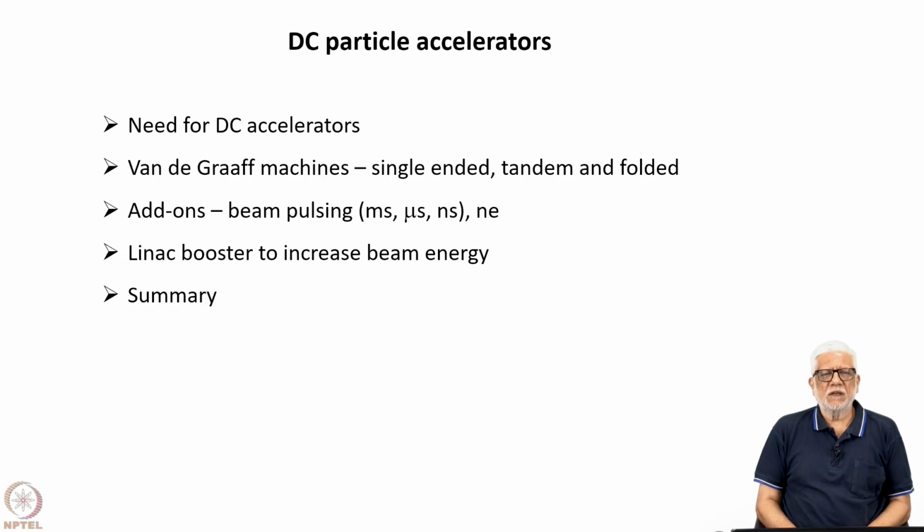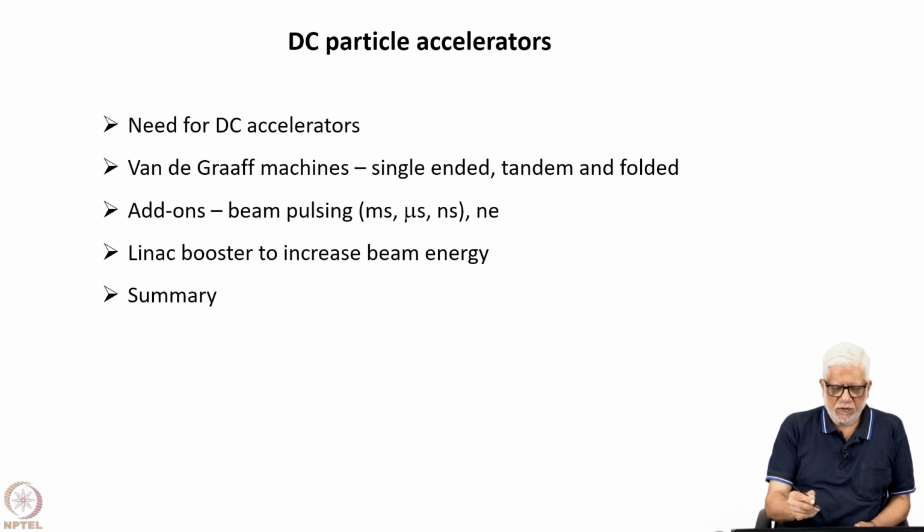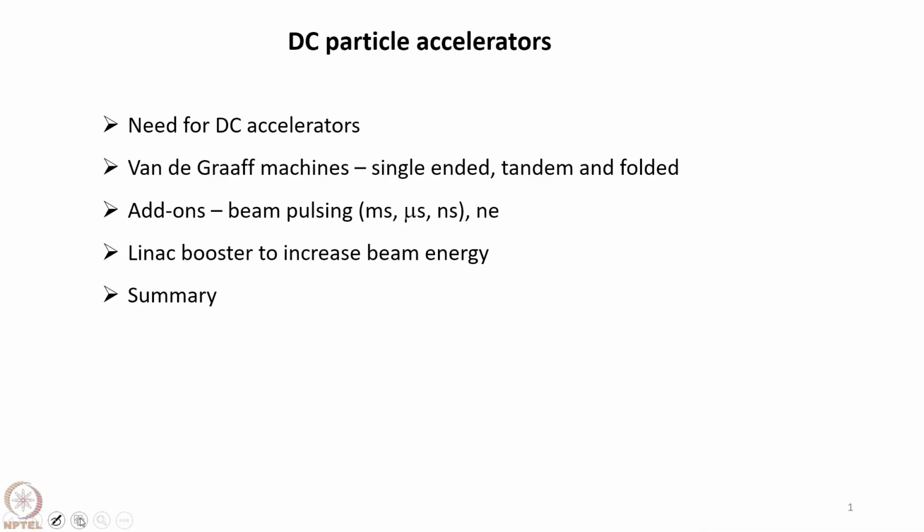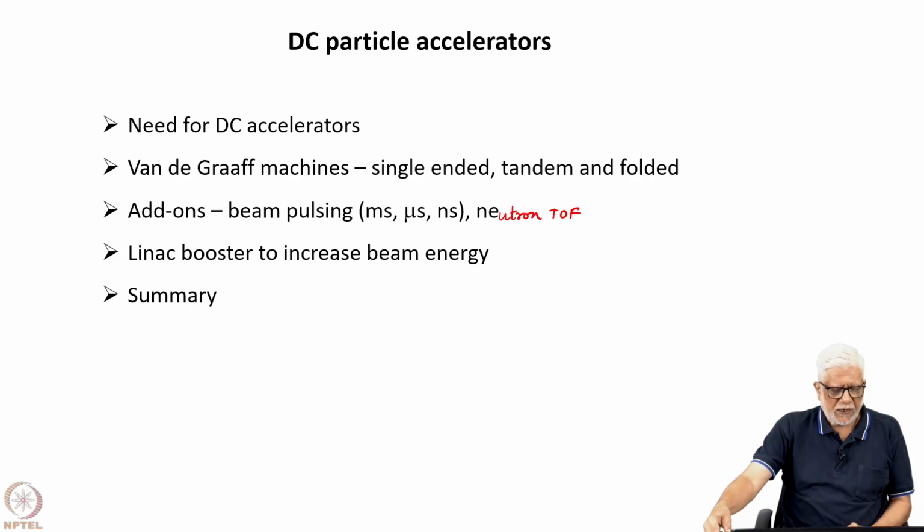Then some of the additional devices or systems that we have, so-called add-ons or auxiliary things, which actually enhance the capability of the accelerators, namely the beam pulsing system, and of course neutron time of flight. There's a typo here, so this should have been neutron time of flight facility. Okay. Then we will talk about the Linac booster to increase the beam energy, and then I will summarize.